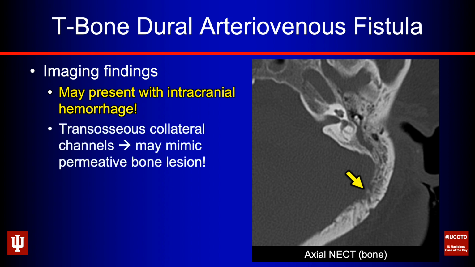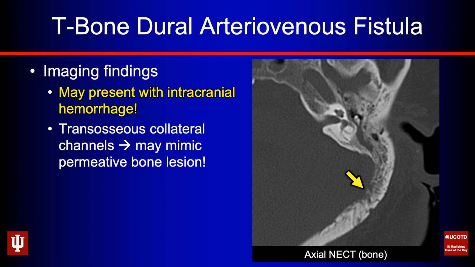Okay. What else do you look for in terms of findings? Because they don't always present with hemorrhage. In fact, only a minority do. One thing to look for is this network of transosseous collateralized channels. You can see just how almost permeative and lytic the calvarium looks here along the backside of the temporal bone. That could easily get mistaken for osteomyelitis if you're not careful.